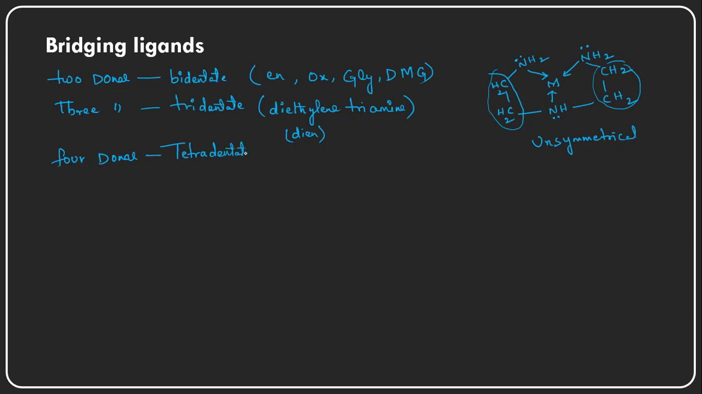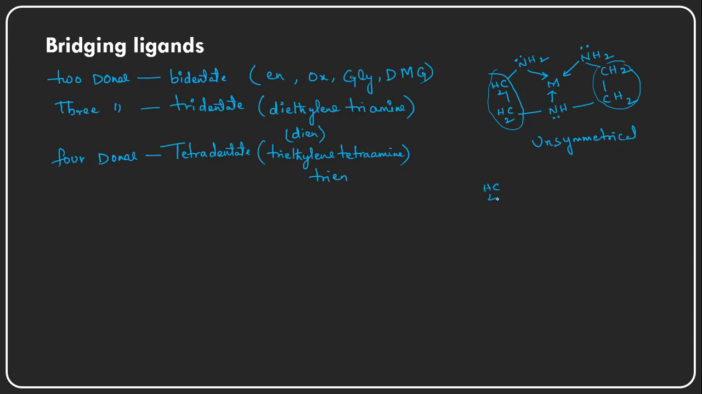Tetradentate ligands. What is the example for the tetradentate ligand? Similar to the tridentate ligand, here it is triethylene tetraamine. It is represented as trien, and the name is triethylene tetraamine. So what is the structure of trien?